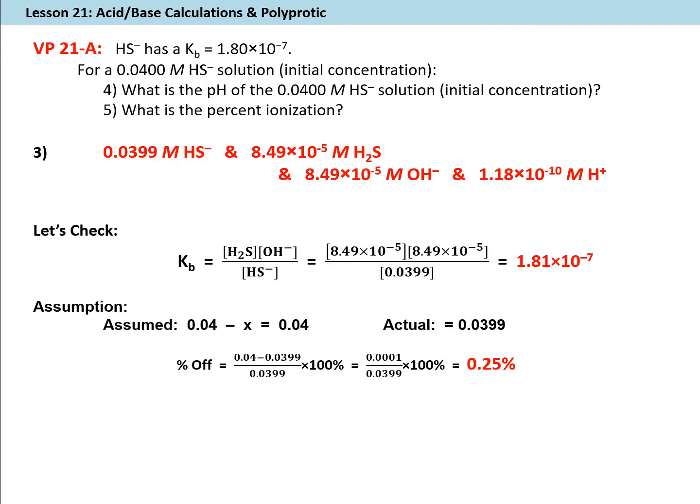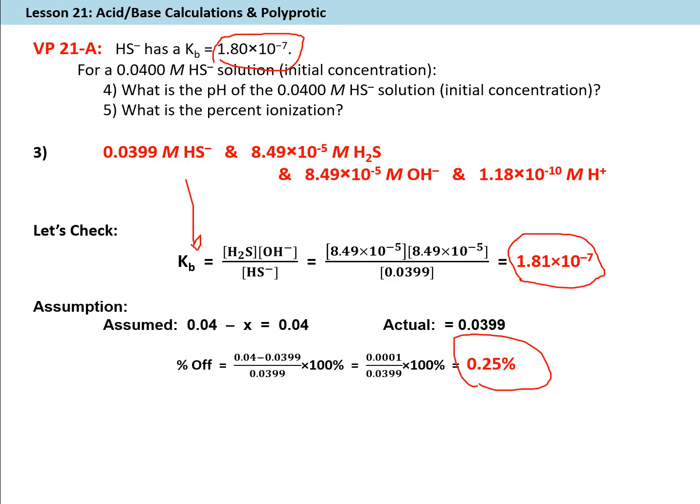We should also remember we can always check our work. We can plug these back into our value for Kb to make sure that we get a Kb that's close to what we started at. We should also check our assumption. In this case, our assumption is only 0.25% off.